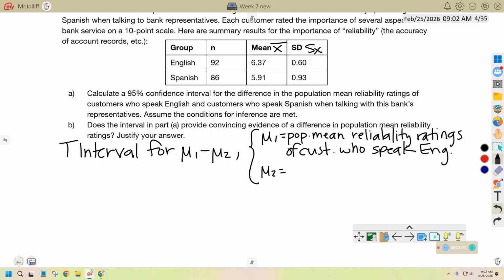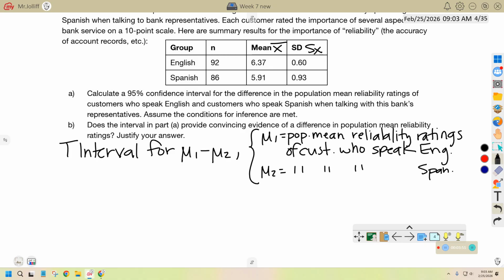Next one is the same thing, except now it's customers who speak Spanish. So I am going to write the same thing again, because we're copying, except the only thing that changes is here. We're now looking at Spanish speakers. So 2 populations: customers who are interacting with their bank representatives in English, customers who are interacting with their bank representatives in Spanish. Separate populations.